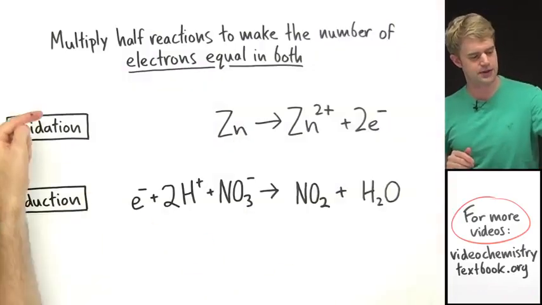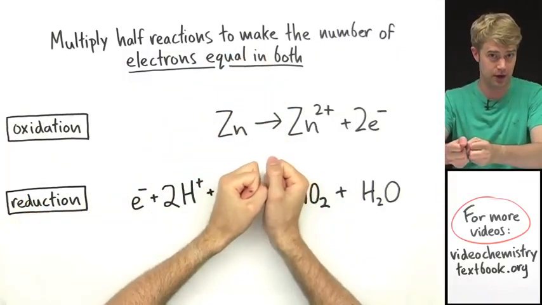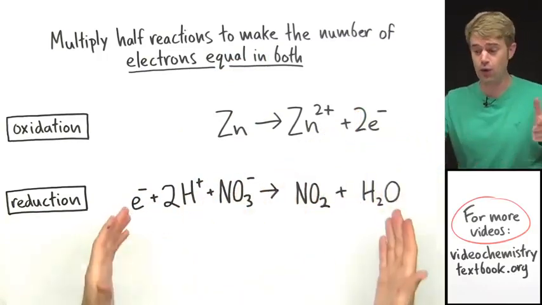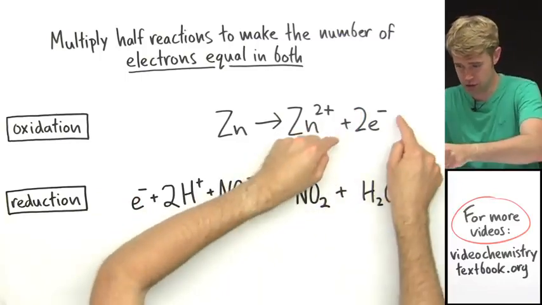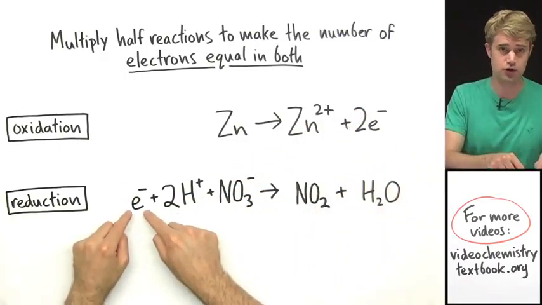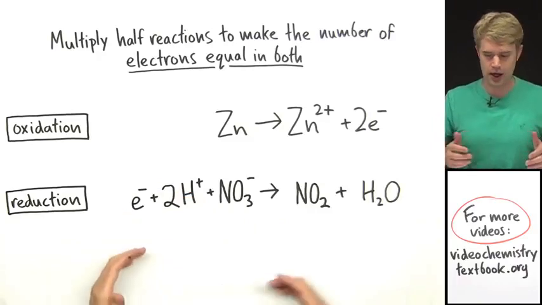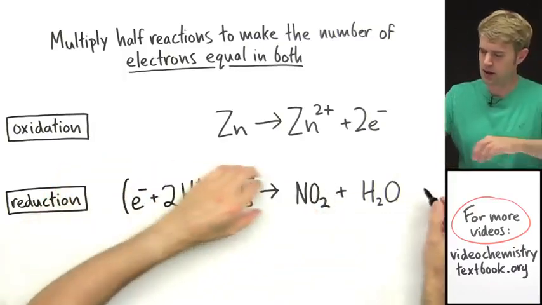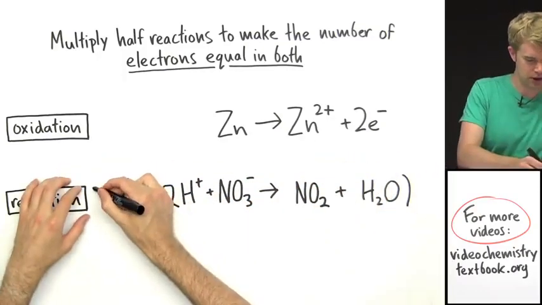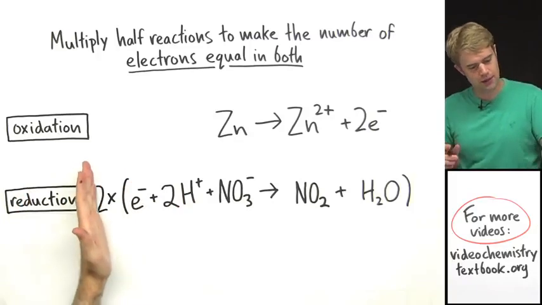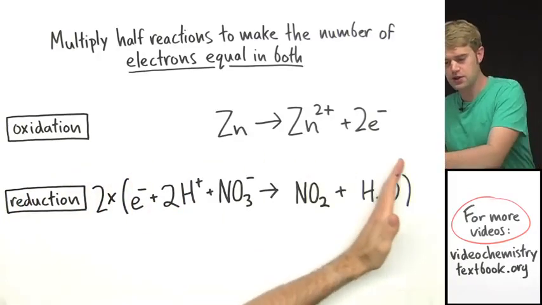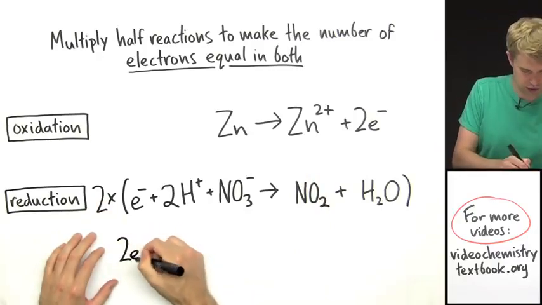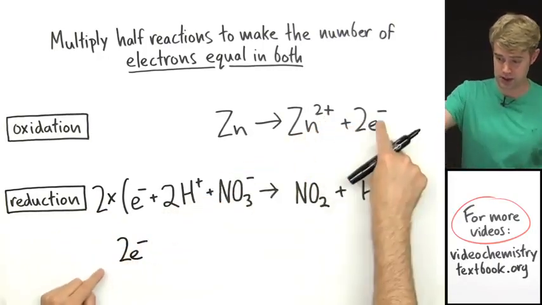Now I'm going to start to put the oxidation and reduction half reactions together. But in order to do that, I've got to have the same number of electrons in both of them. And right now, I don't have that. I've got 2 electrons up here, and I have 1 electron down here. So to change that, I'm going to multiply this whole reduction half reaction by 2, just kind of like it's a math equation. Okay, so now I've got 2 times all of this. I'm going to distribute the 2 across this reaction. Okay, so 2 times E minus is going to give me 2 electrons. Perfect. Now the electrons are the same in both.